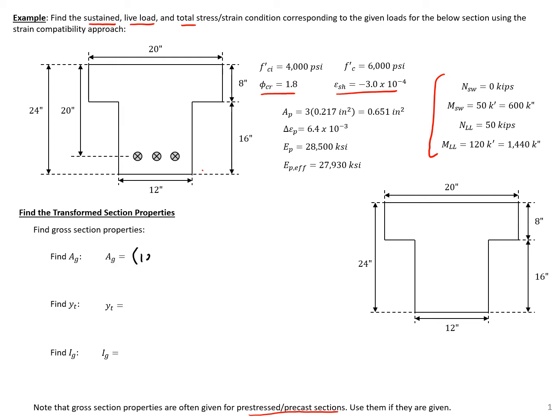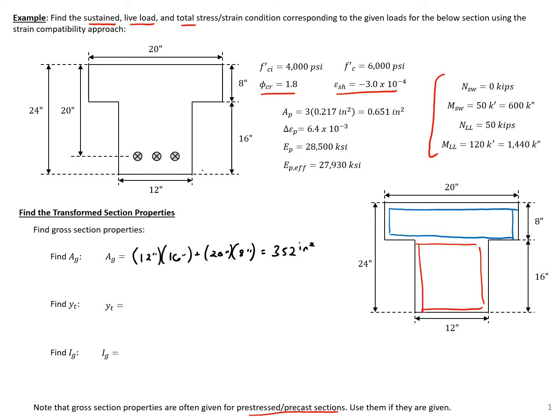So we have 12 inches times 16 inches plus 20 inches times 8 inches gives us an area of 352 square inches. And note that I'm breaking this into two rectangles. So we have a 12 by 16 rectangle there, and then we have another rectangle here, 8 by 20. So that's what I'm adding.